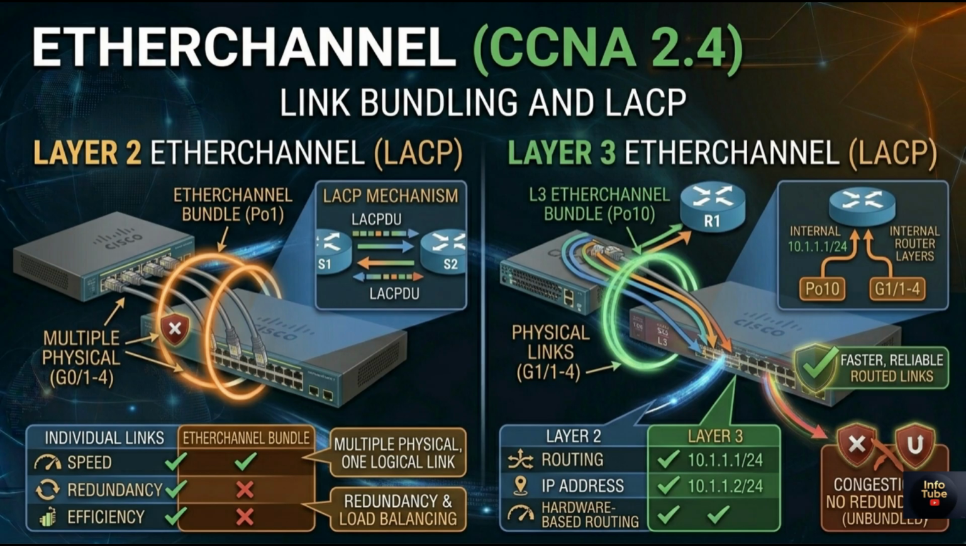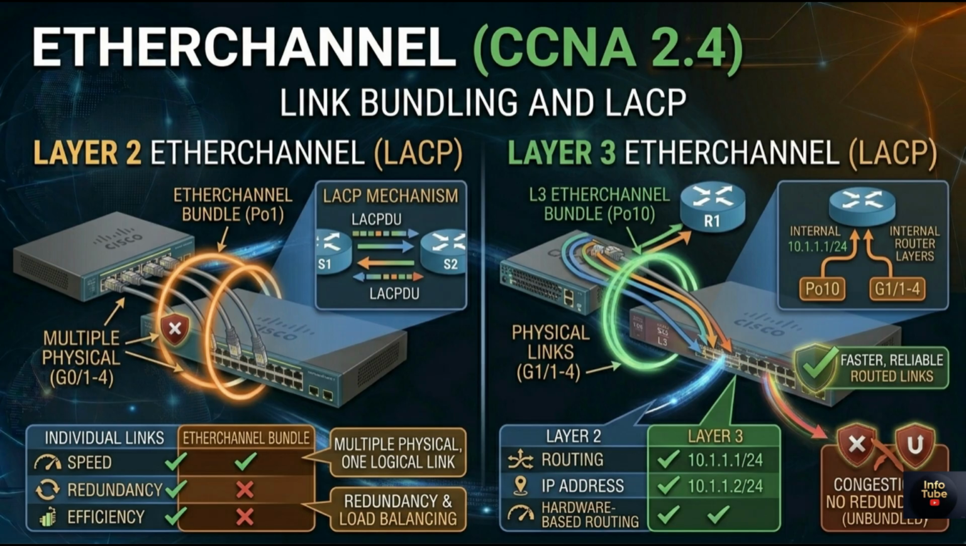Final study note. Remember that network access is all about control. You are controlling where traffic goes with VLANs, how it travels with trunks, how you see it with discovery protocols, and how you speed it up with EtherChannel. Mastering these 4 topics means you've mastered the core of the local area network.